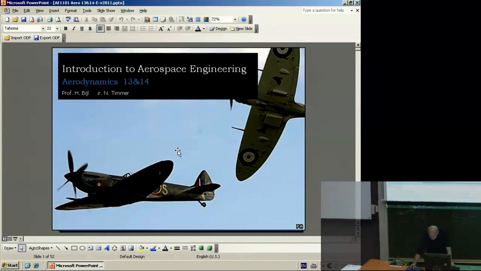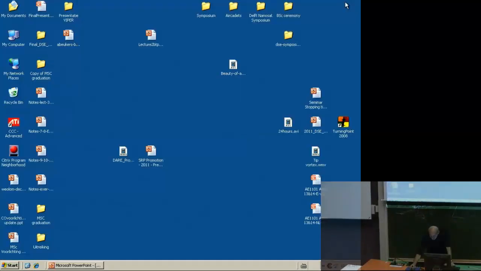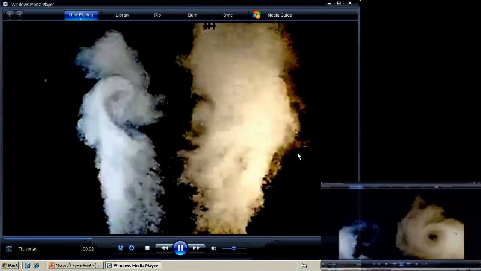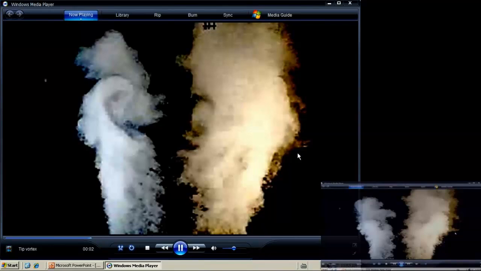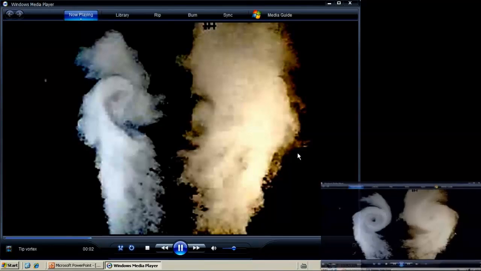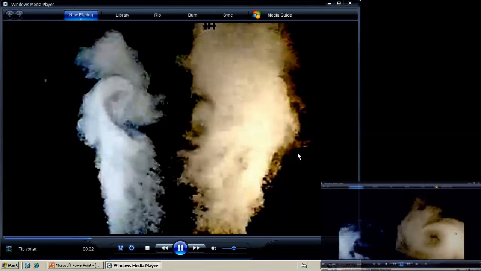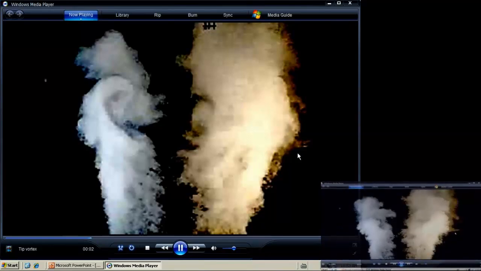Right, I went to my office and I took the video from my laptop, and here you see 2 smoke columns, and this is what happens, you know. You see that it goes down. These vortices not only influence the entire flow field, but they also go down themselves, because the whole flow field behind the wing is sinking.